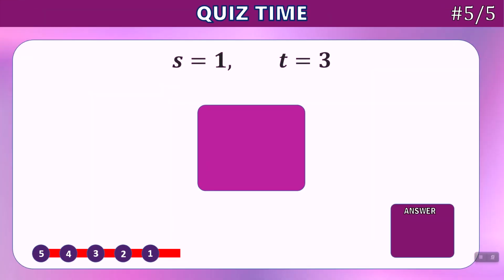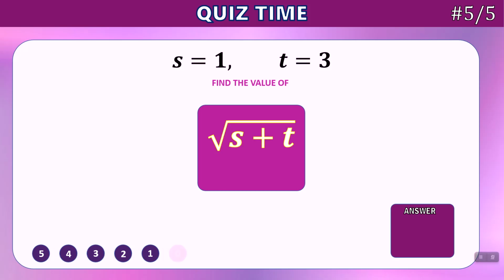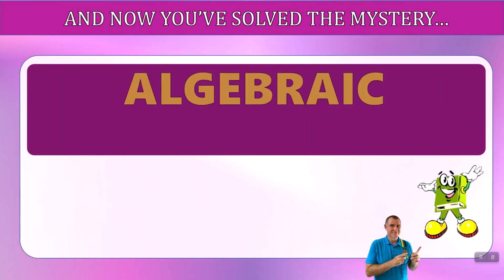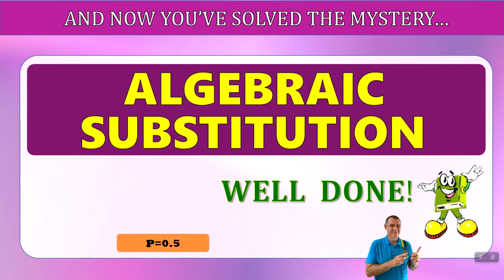Last question. S equals 1 and T equals 3. Find the value of the square root of S plus T. Time's up. Did you get it? S is 1, T is 3, 1 plus 3 is 4, and the square root of 4 is plus or minus 2. And now you've solved the mystery of how to use algebraic substitution. Well done.